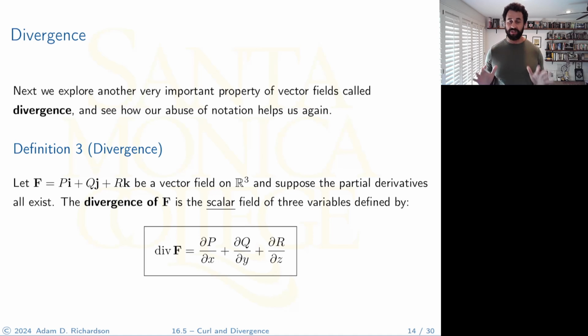So here's the definition of divergence. Let's say you have a vector field given by these component functions, we'll say on R3, and we suppose that the partial derivatives all exist. Then the divergence of F is the scalar field of three variables defined by this sum. So what we're doing is partial P partial x, adding to that partial Q partial y, and adding to that partial R partial z. And that's what we're calling the divergence of F.